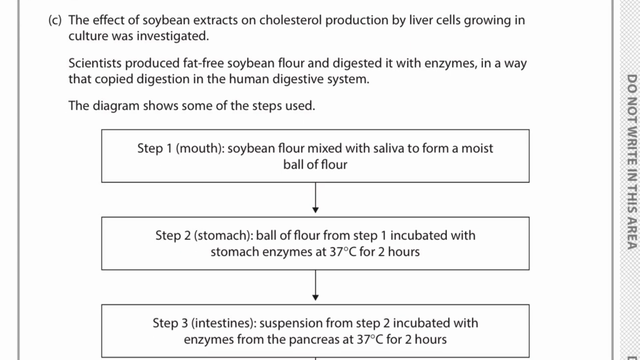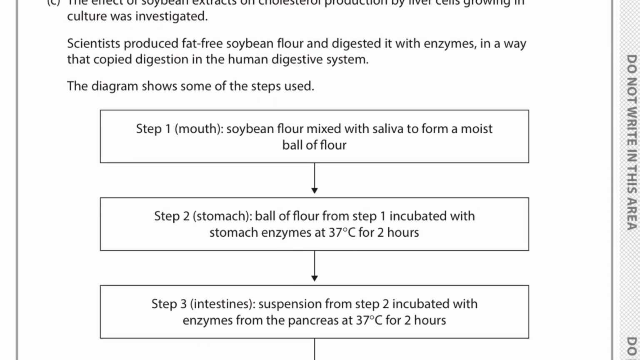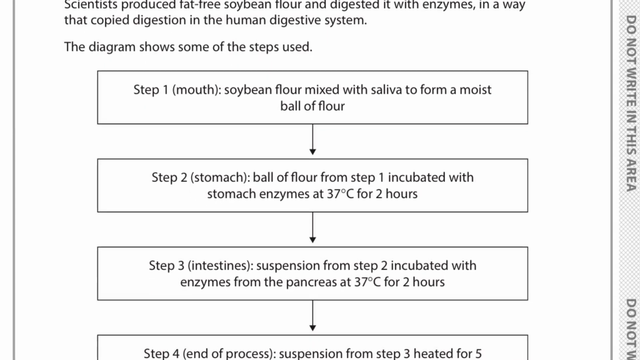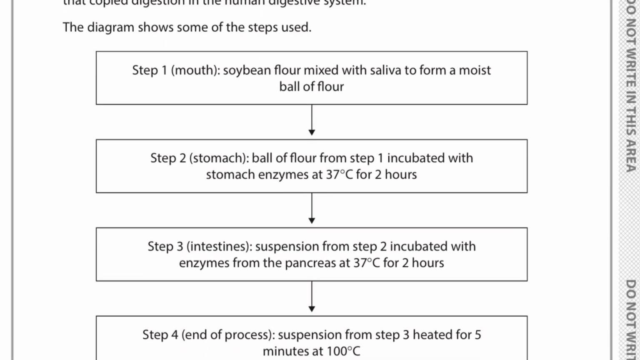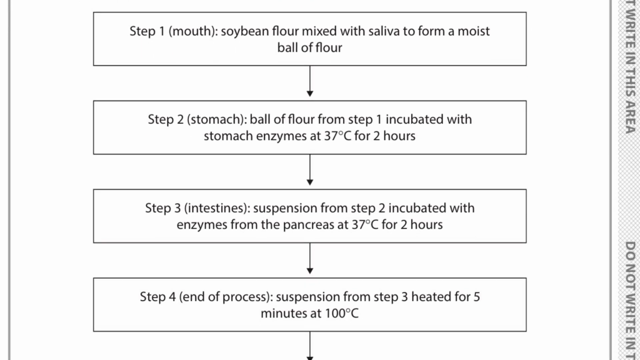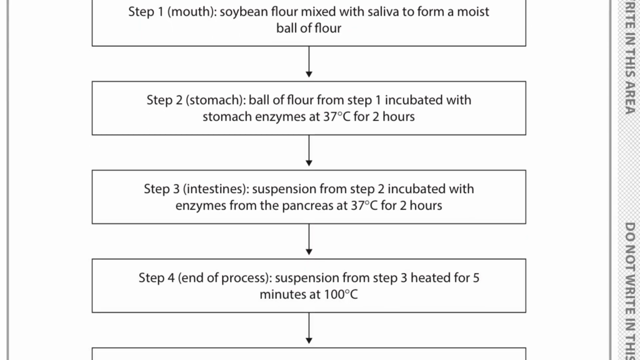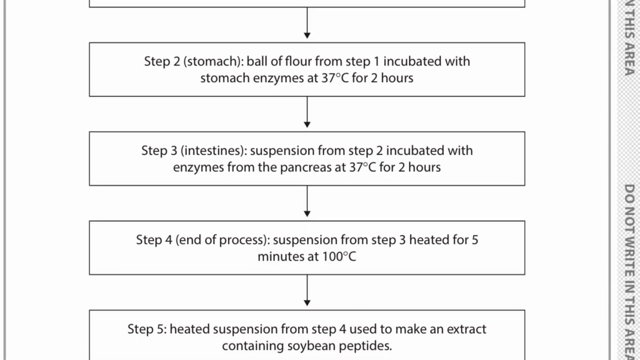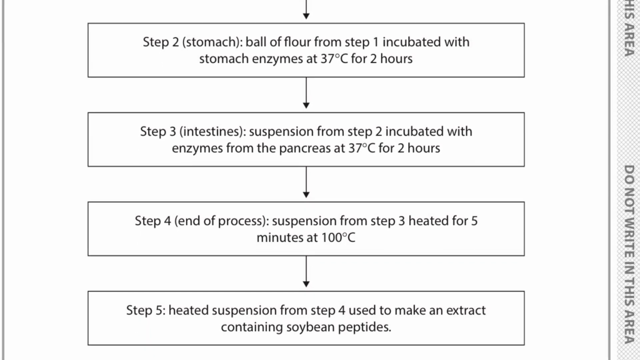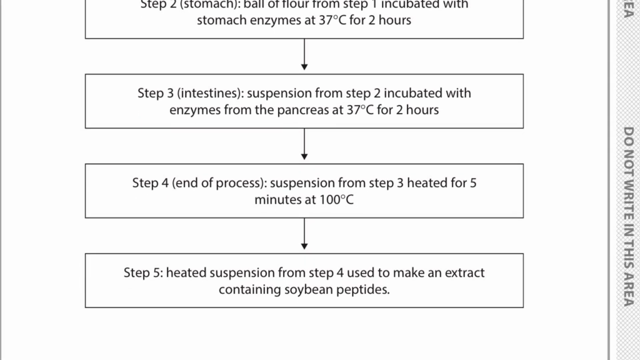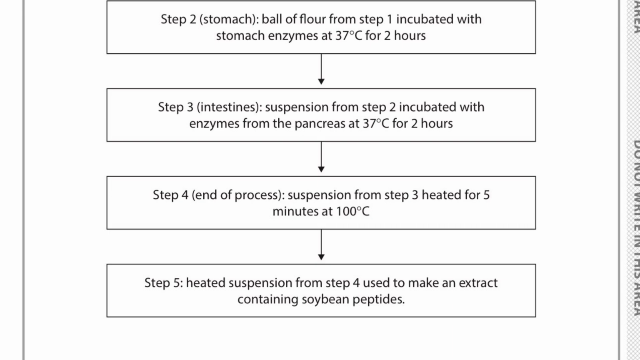Next, they say the effect of soybean extracts on cholesterol production by liver cells growing in culture was investigated. Scientists produced fat-free soybean flour and digested it with enzymes mimicking digestion in the human body. They show a diagram describing the steps from mixing with saliva to heating the mixture. Here they are showing how they prepared the soybean extract by mimicking digestion realistically, using different enzymes and body temperatures.